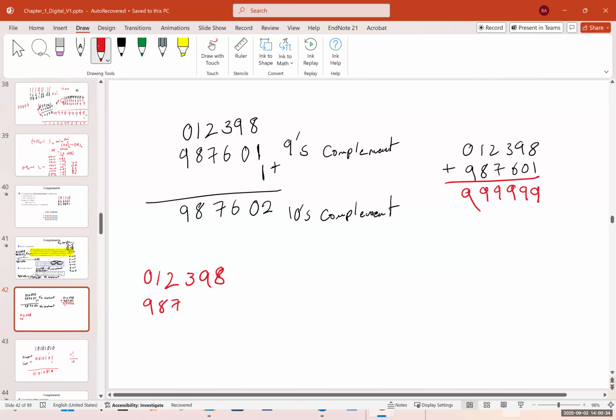Now let's add 0, 1, 2, 3, 9, 8 to 9, 8, 7, 6, 0, 2. 2 plus 8 is what? So I'm going to have a 0. 1 plus 9. 4 plus 6. 1 plus 2 plus 7. 1 plus 1 plus 8. And 1 plus 9. That's the reason we call it the 10's complement. You're going to have all zeros. Okay?